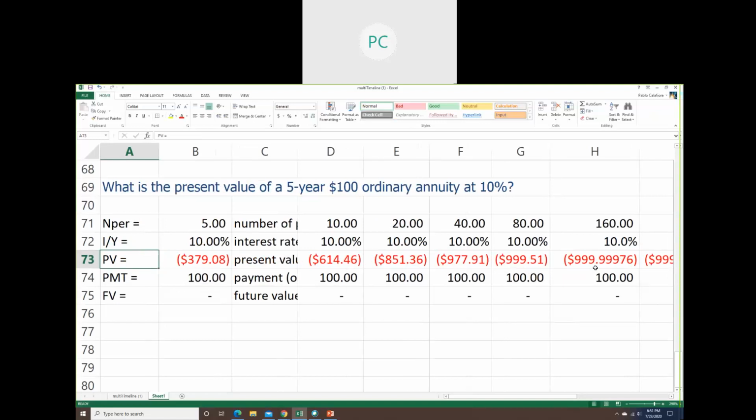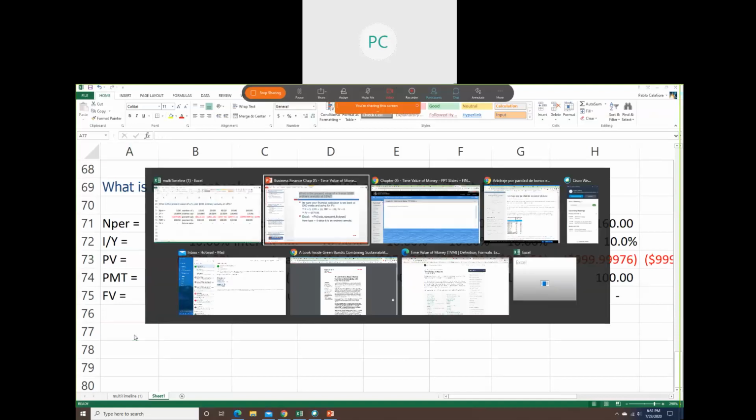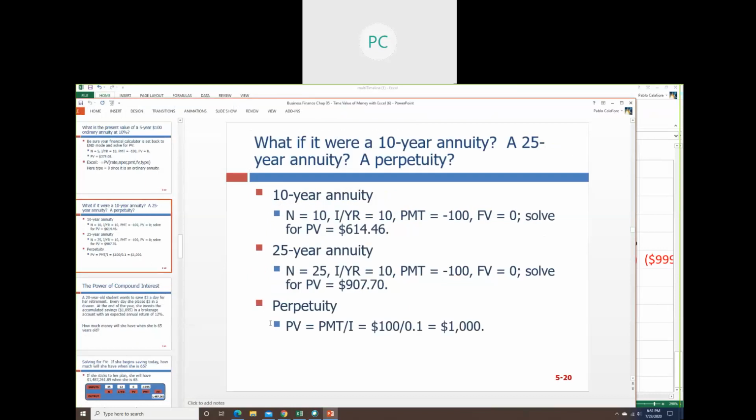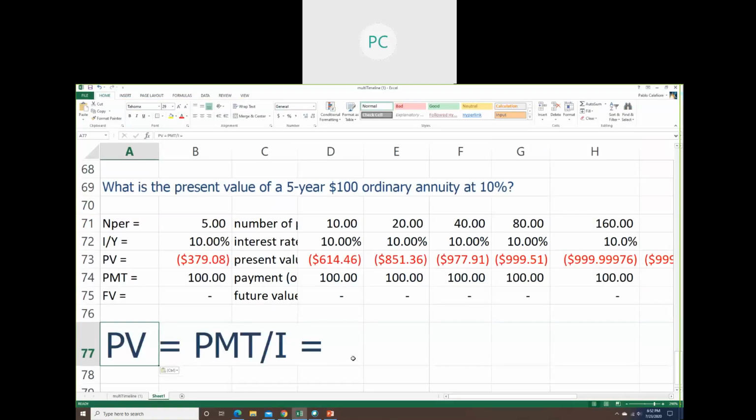So what this means is that even though we are doubling the time every time, the present value doesn't double. It grows by less than that. And this leads us to the concept of perpetuities. A perpetuity is a cash flow that happens for life. It's like you are going to be receiving this for eternity, 100, 100, 100. So how would you value this? This is the formula that I would like you to have: payment divided by the interest rate. This is the value of the perpetuity.